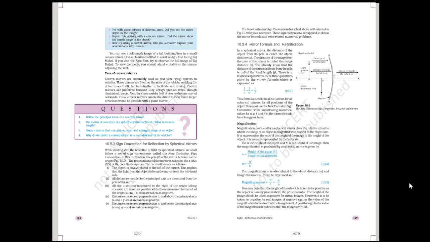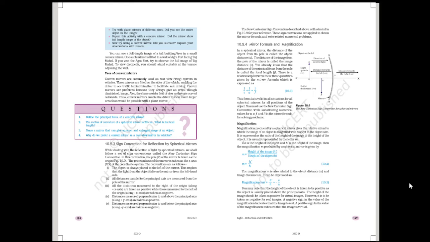Right? So this convex mirror enables the driver to view a much larger area than would be possible with a plane mirror. Right? Convex mirror we have discussed here.